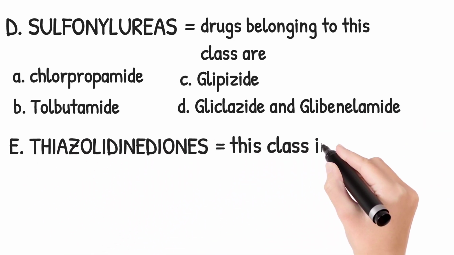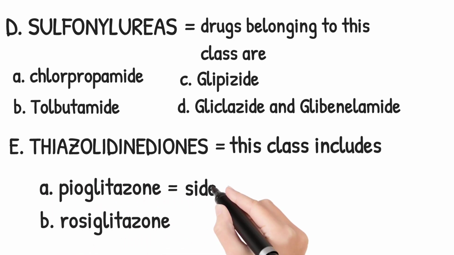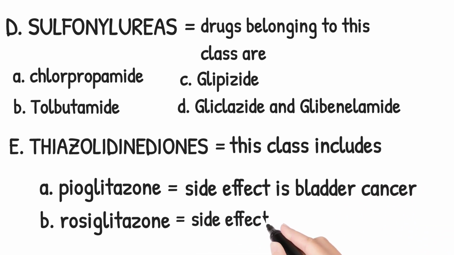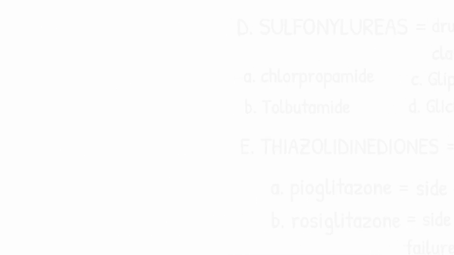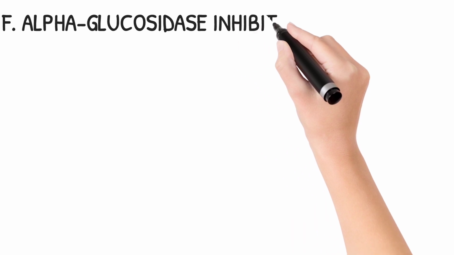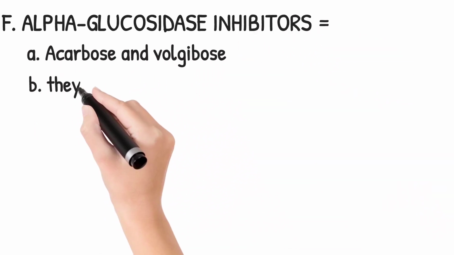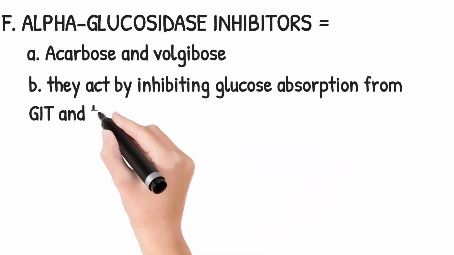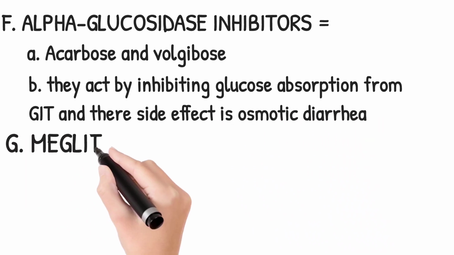Thiazolidinediones. This class includes pioglitazone and rosiglitazone. Side effect of pioglitazone is bladder cancer and side effect of rosiglitazone is congestive heart failure. Next class is alpha glucosidase inhibitors. This class includes acarbose and voglibose. They act by inhibiting glucose absorption from the GIT and their side effect is osmotic diarrhea.